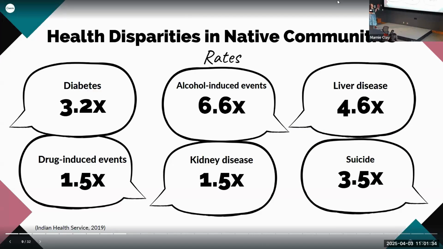And disparities, these are the rates. Diabetes were 3.2 times more likely, and again, that's on your handouts. 6.6 times more likely to have alcohol-induced events, 4.6 times more likely to have liver disease, 1.5 times more likely to have drug-induced events, kidney disease, higher rates, suicide, higher rates. And so all of these, it didn't happen in a vacuum, right? It's because of these structural and social determinants of health.